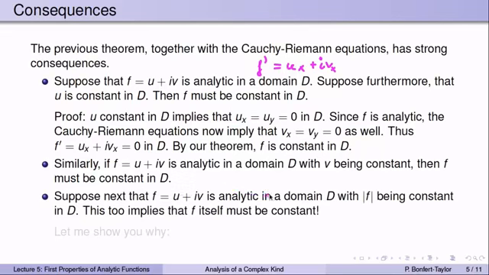Also, if f is analytic in a domain D again, and its absolute value is constant, remember the square of the absolute value of f of z can be found by taking the real part squared plus the imaginary part squared. So if the absolute value of f is constant, then this implies that f itself must be constant. So not even the absolute value can be constant. So let me show you why.